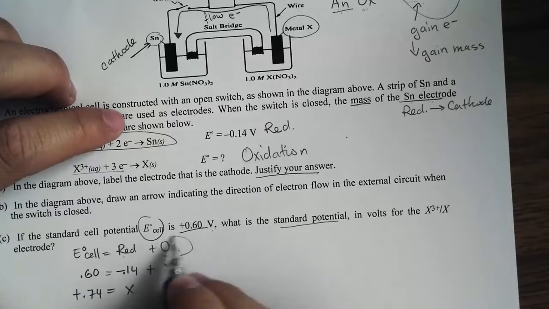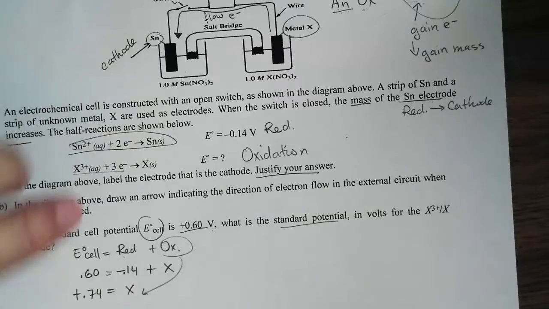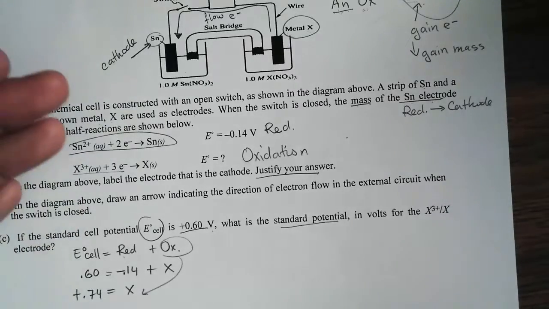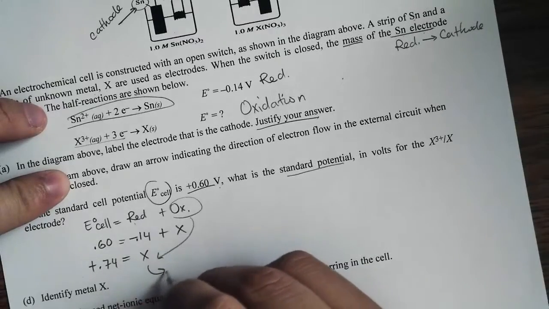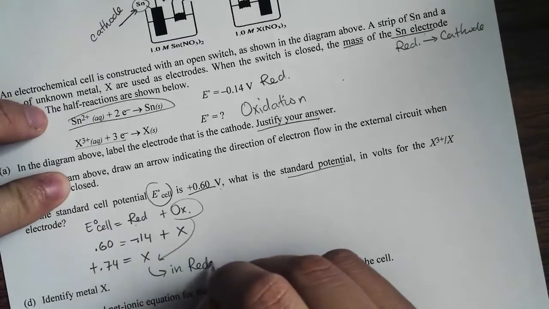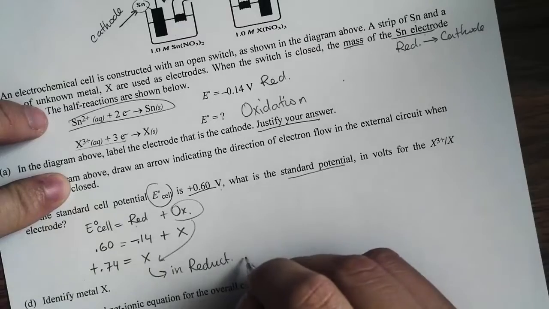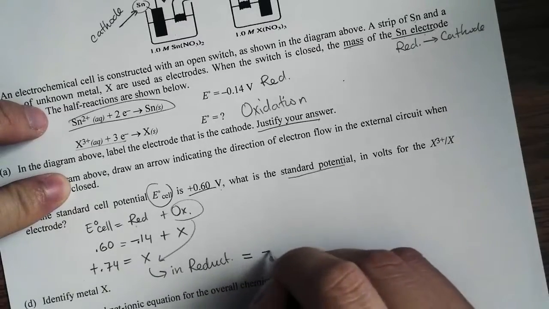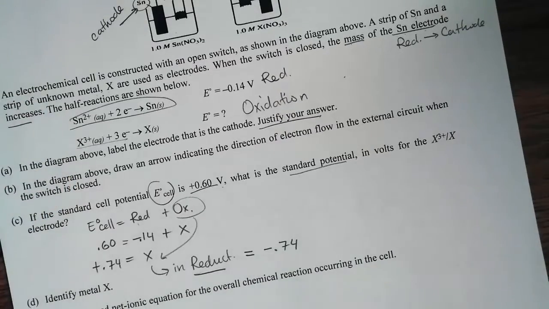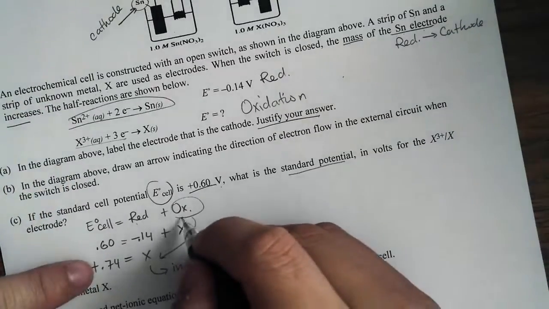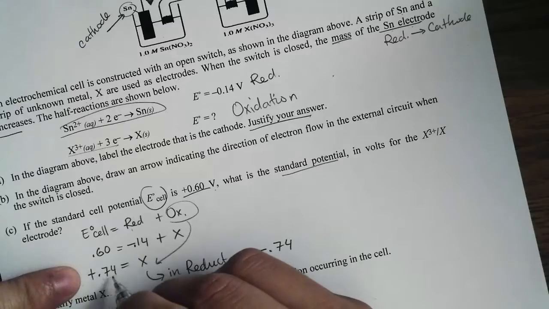But again, this is oxidation. So when we express X in terms of reduction, we would have negative 0.74. Okay, so that's for the reduction form. But in terms of oxidation, it will be positive 0.74.